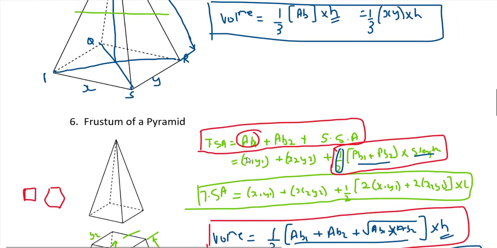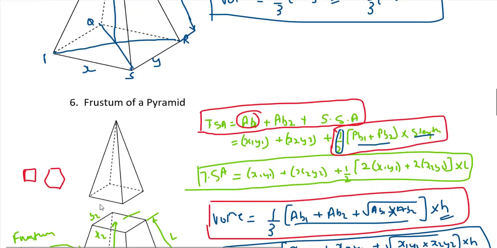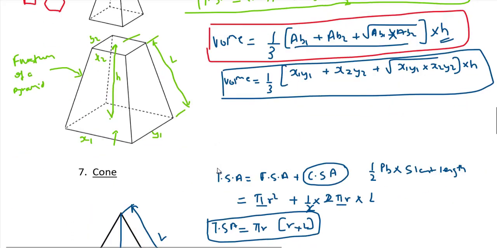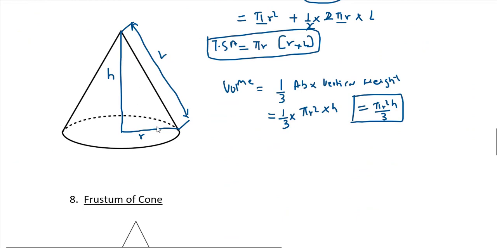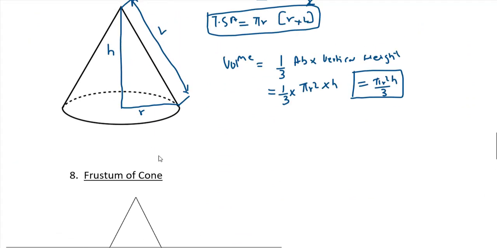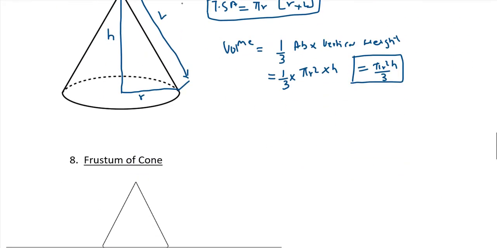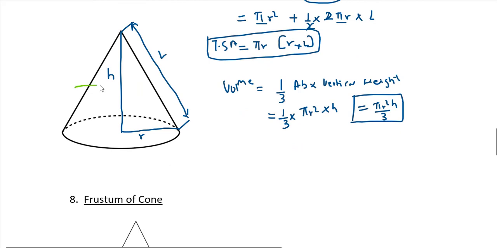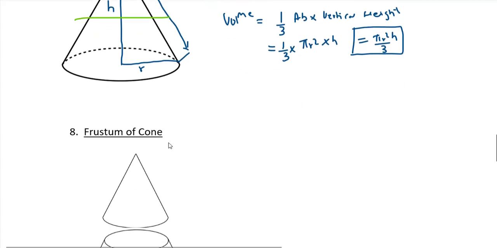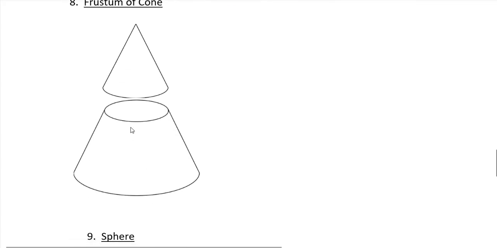Just like in the case of a pyramid, where we had a frustum of a pyramid, in the case of a cone also, we will have a frustum of a cone. Okay. So if we cut this cone at some point along the length, we'll get this kind of a shape. So this is nothing but your frustum. The lower part is called the frustum. Okay. We'll focus on the lower part.